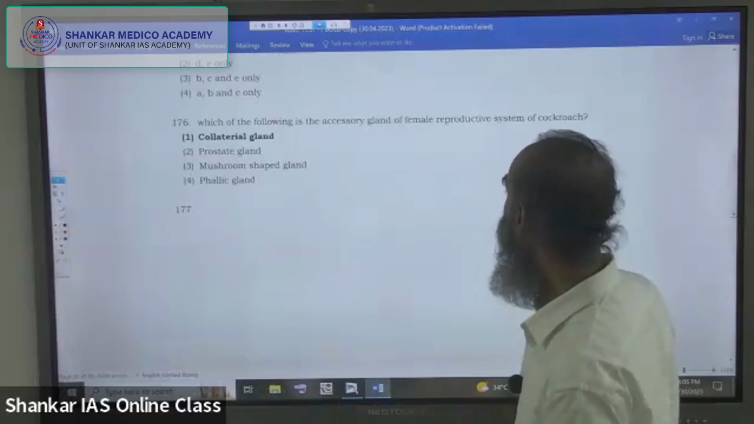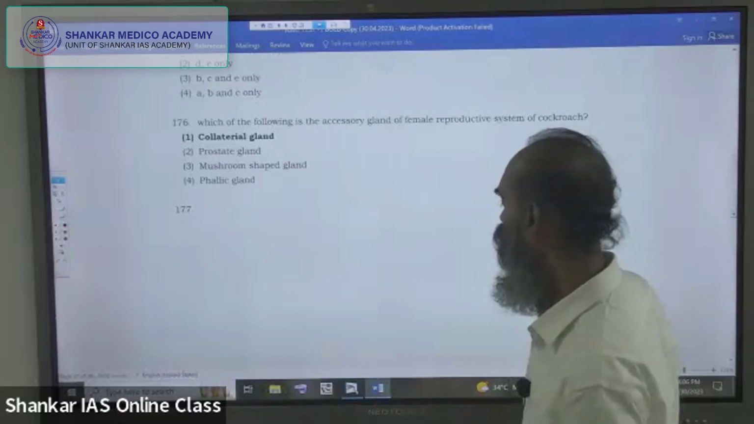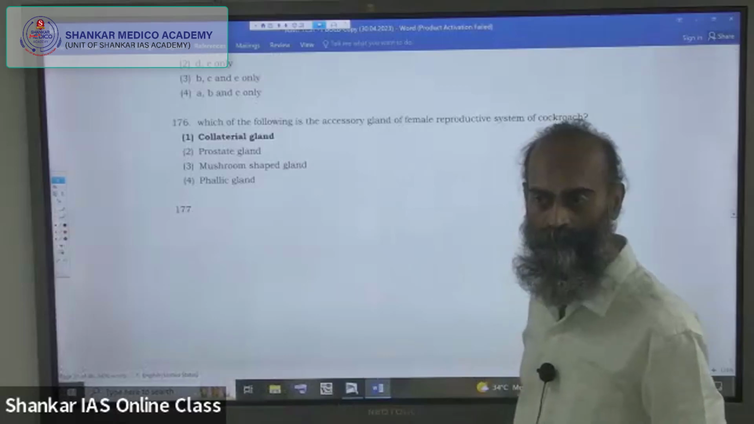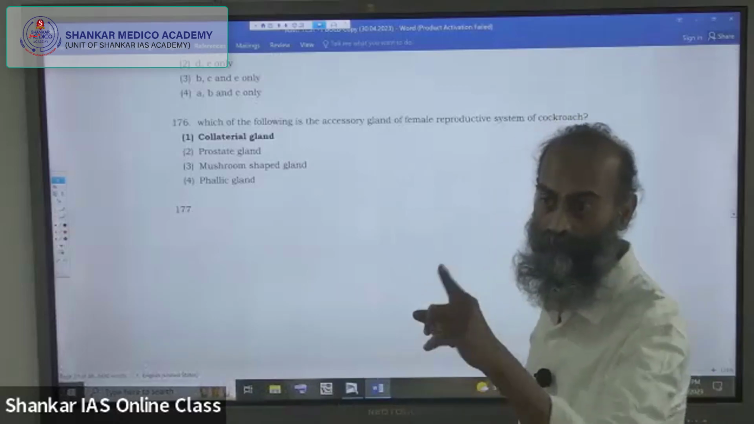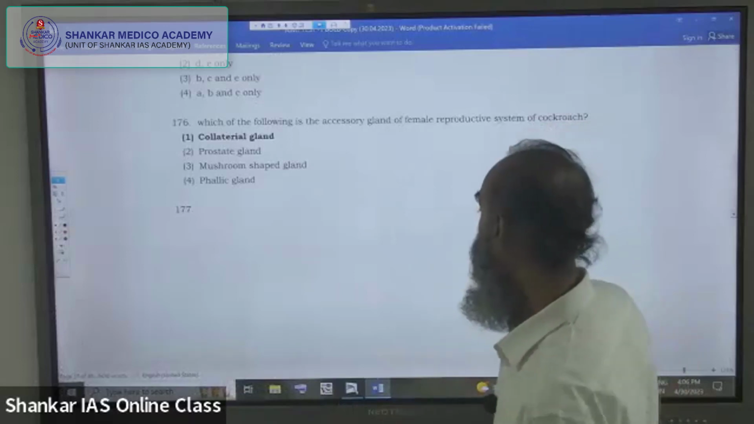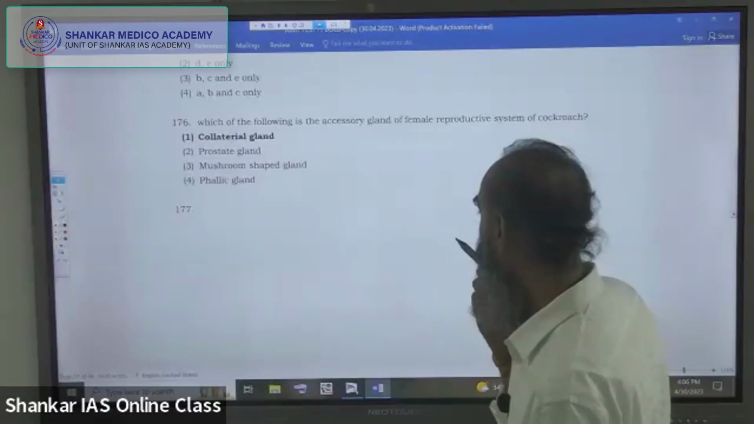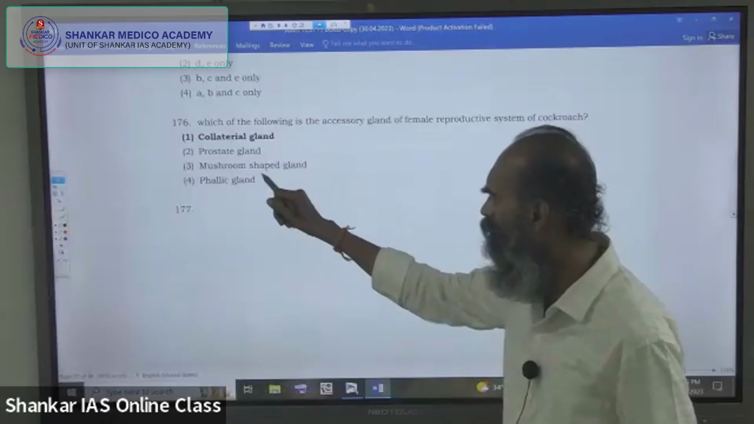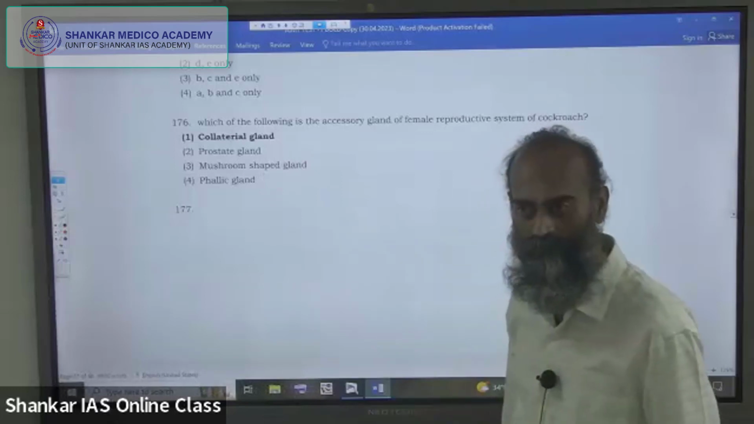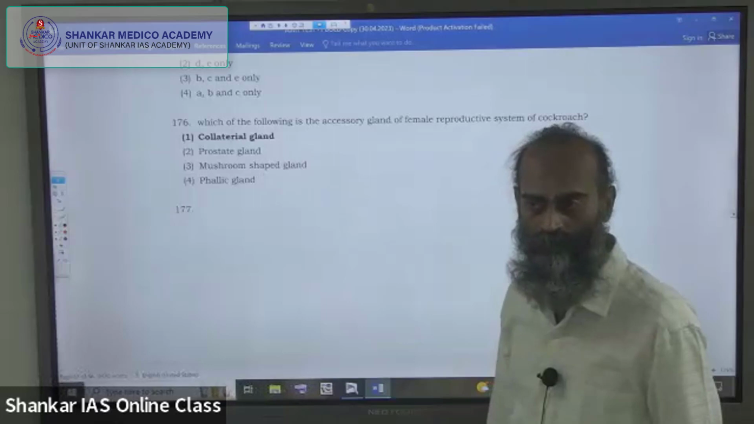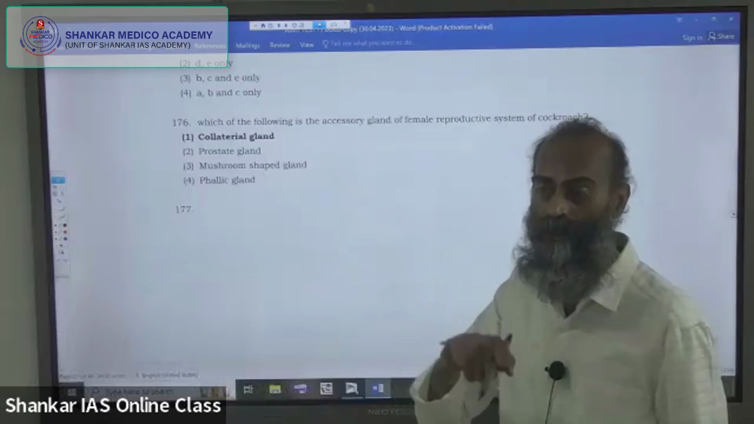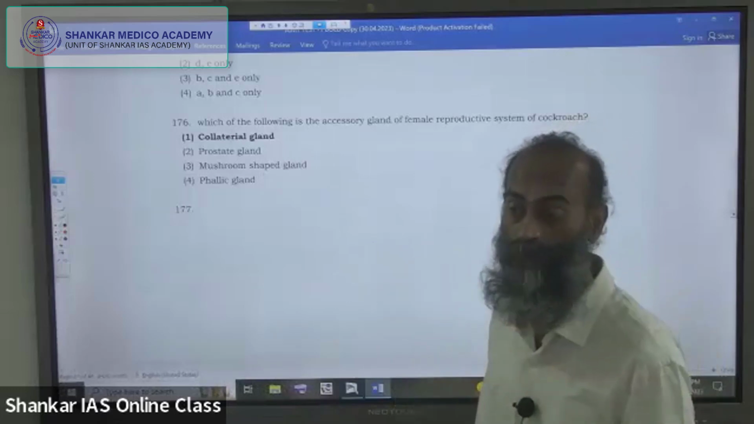Which of the following is the accessory gland of the female reproductive system of cockroach? What is the function of this? Very good, utricular gland, for ootheca formation. Remember long drive. Mushroom shaped gland, phallic gland. What is the function of the phallic gland? It forms the third layer, the last or outer layer, of the spermatophores.